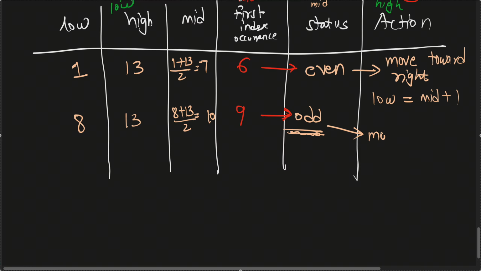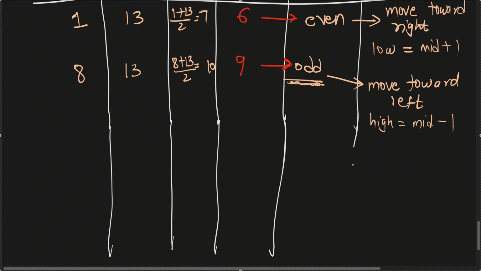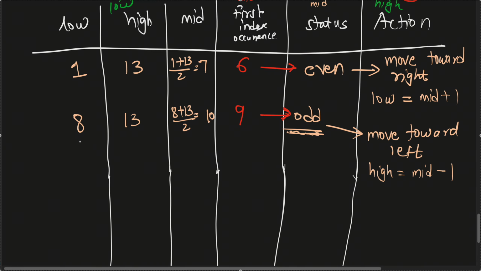So what action will we take? We will move towards the left side. To move towards the left side, we have to update our high pointer. So high will be mid minus 1, because the status is odd, so we have already encountered the unique element. The low pointer is not updated, so it is 8. High pointer is mid minus 1. Mid is 10, 10 minus 1 is 9.